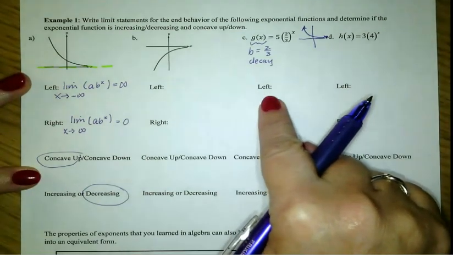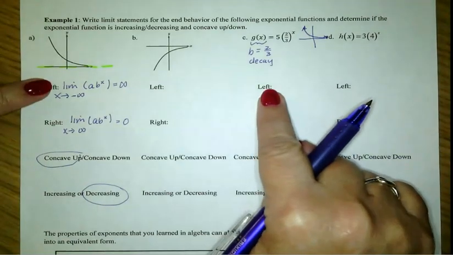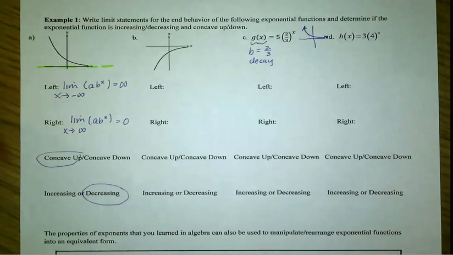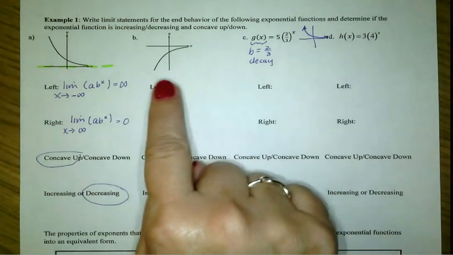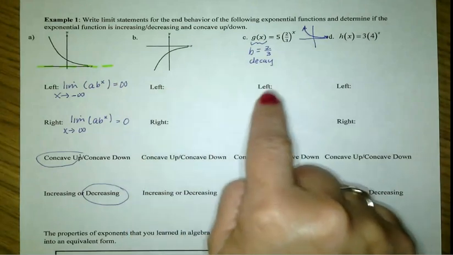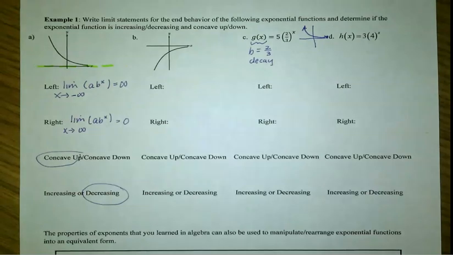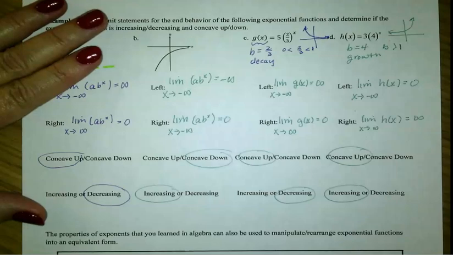So when I get to this point, I should be able to write the left-hand statement, the right-hand statement, determine the concavity, and determine if it's an increasing or decreasing function. So go ahead and pause your video, and I would like for you to do part B, C, and D, and then we'll come back and compare answers. So go ahead and pause the video. All right, let's see how you did.